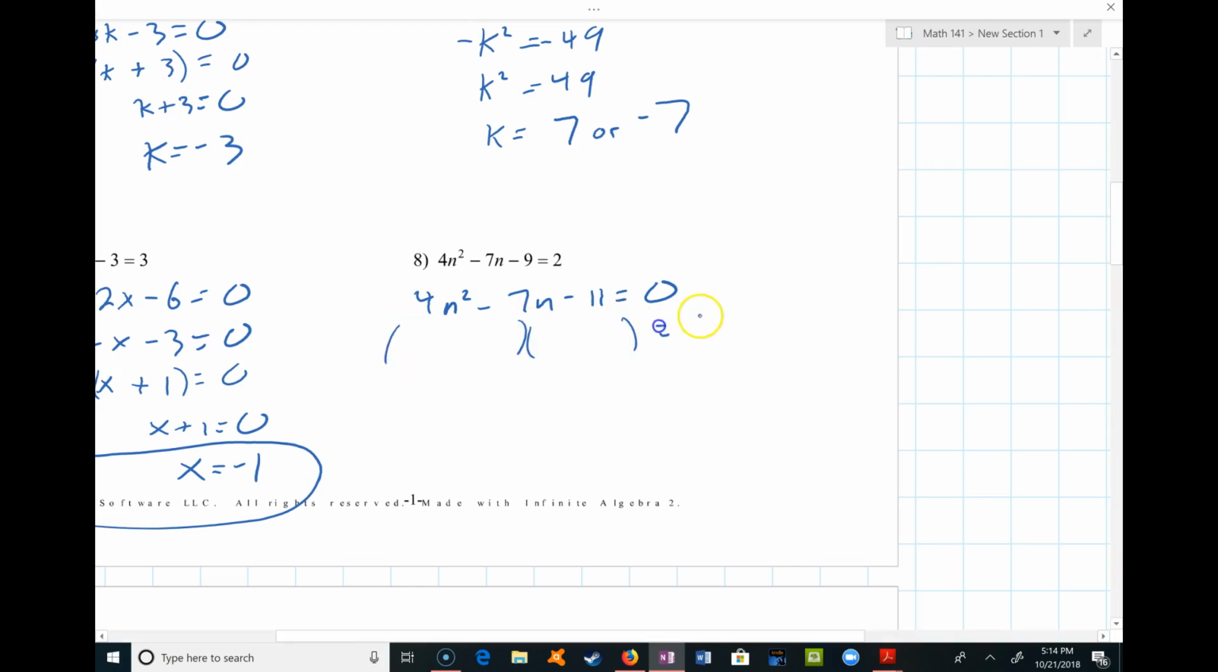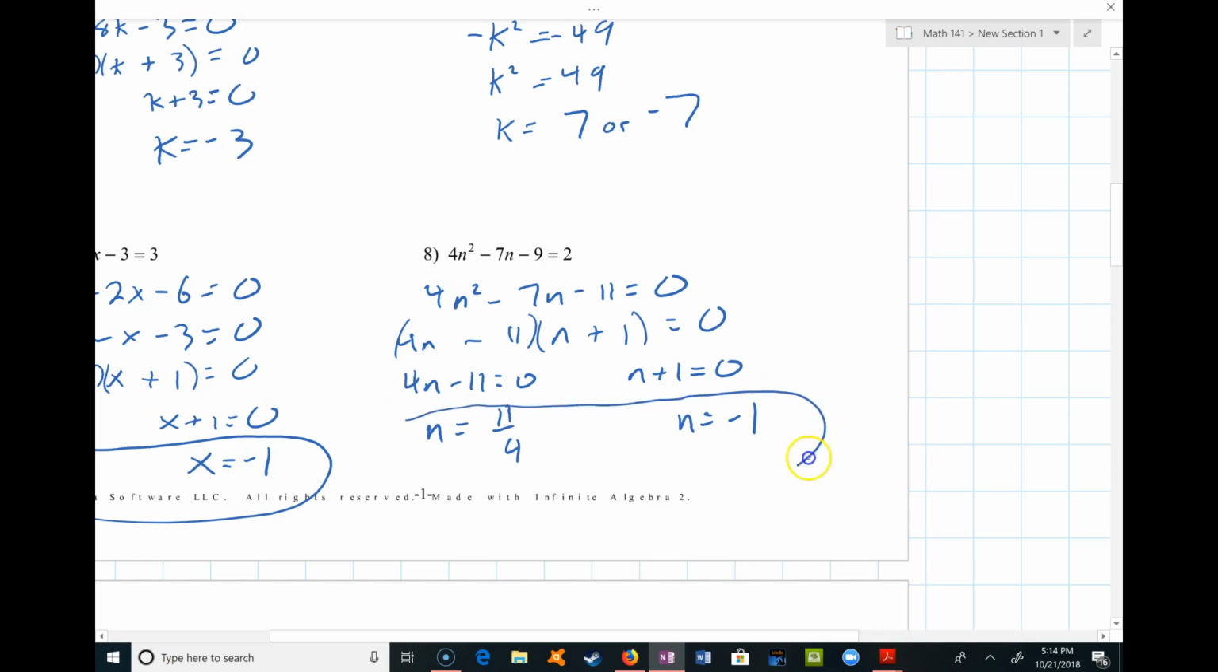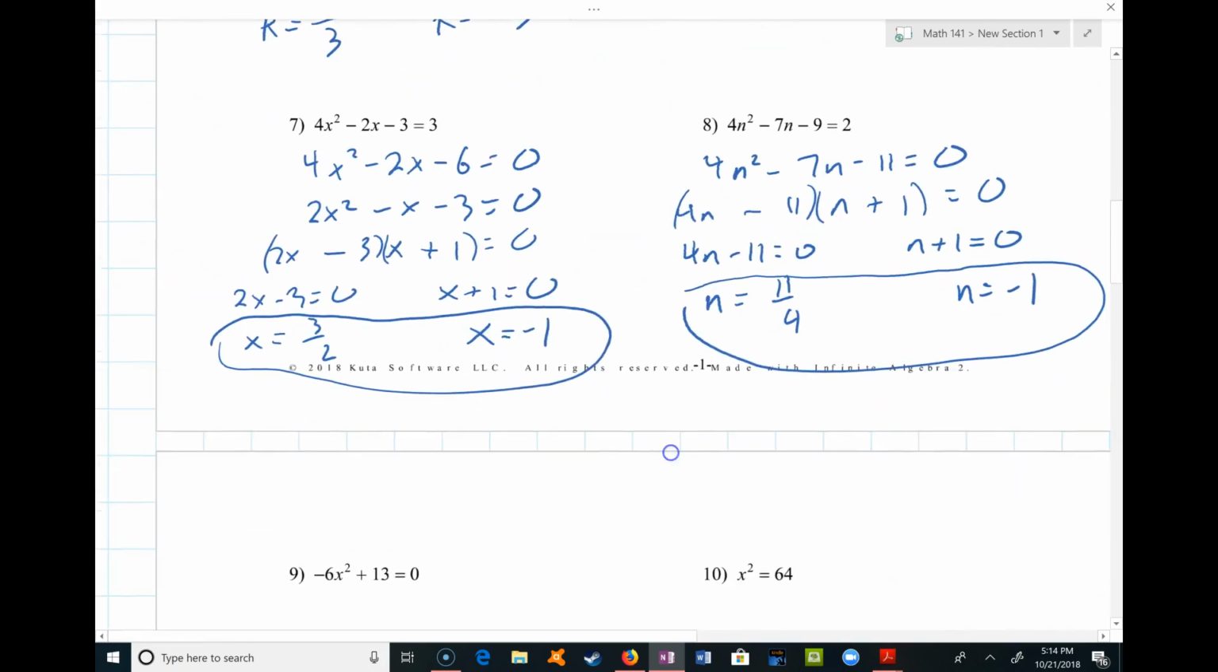Boom, boom, boom. There's a 0, there's a 4n and an n. Let's put 11 there and a 1 there. So 11 minus 4 would be 7. Perfect. And we want the 11 to be negative and the 4 to be positive. So then we got 4n minus 11 is equal to 0, and n plus 1 is equal to 0. So that means n is equal to 11/4, and n is equal to negative 1. Make sure I circle them so I'm modeling good behavior.